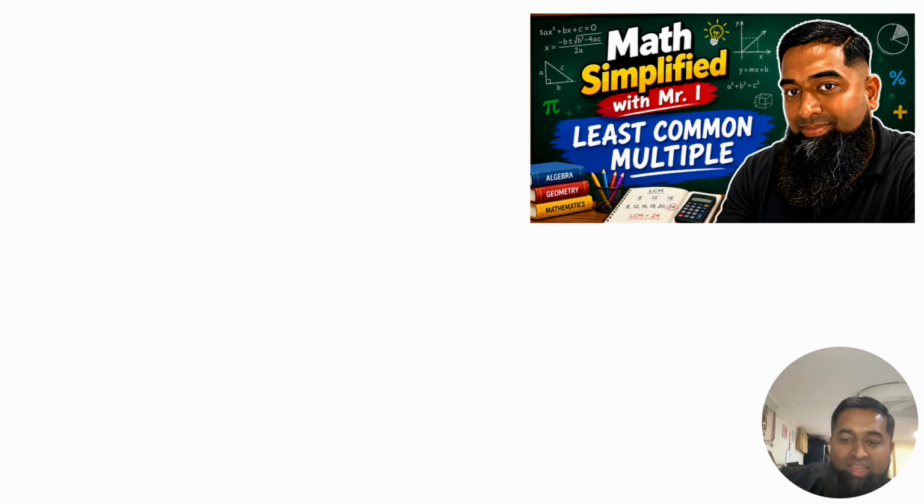So now, let's say we had 1 over 4 plus 1 over 6. I want to add these, but you can't just go ahead and say 1 plus 1 is 2 and 4 plus 6 is 10. That does not work. You need the least common multiple here to figure this out.